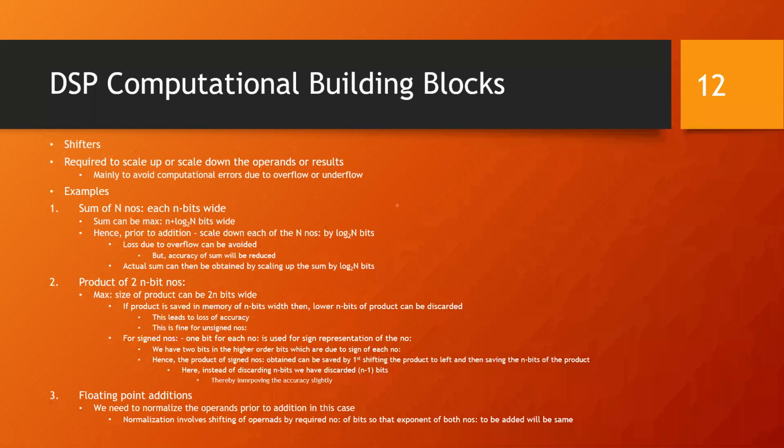So in shifters, we had discussed why they become necessary in order to cater to the overflow and the underflow conditions. Now, when do you have overflow and underflow conditions? It all depends on a few of the elements which are present in the DSP building blocks. So if I just take examples, if I want to add n number of elements and each is n bits wide, then the overall sum can be log n bits wide.